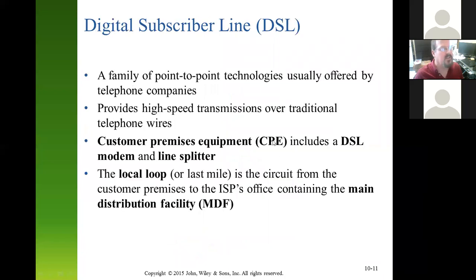The generic term for the equipment that sits at your home is called customer premises equipment. That could be a modem, that could be a firewall, that could be a gateway, that could be your cellular phone. But the generic term for it is called customer premises equipment. The local loop or the last mile is a circuit from you to your ISP.